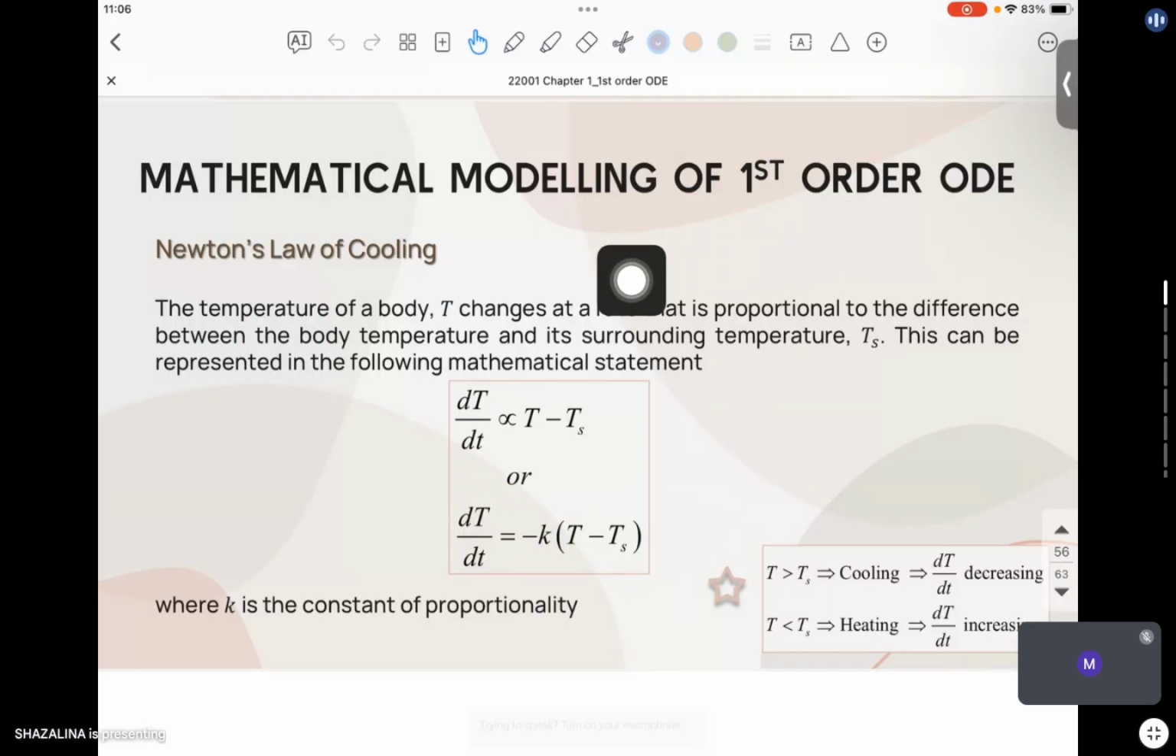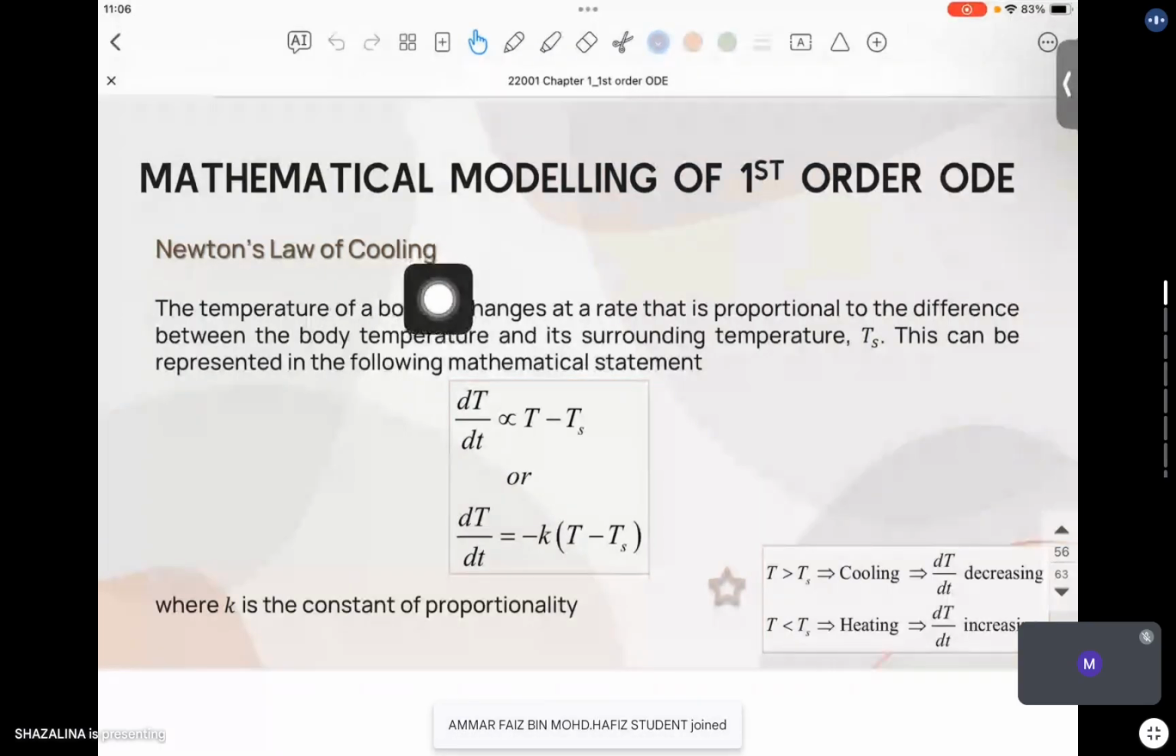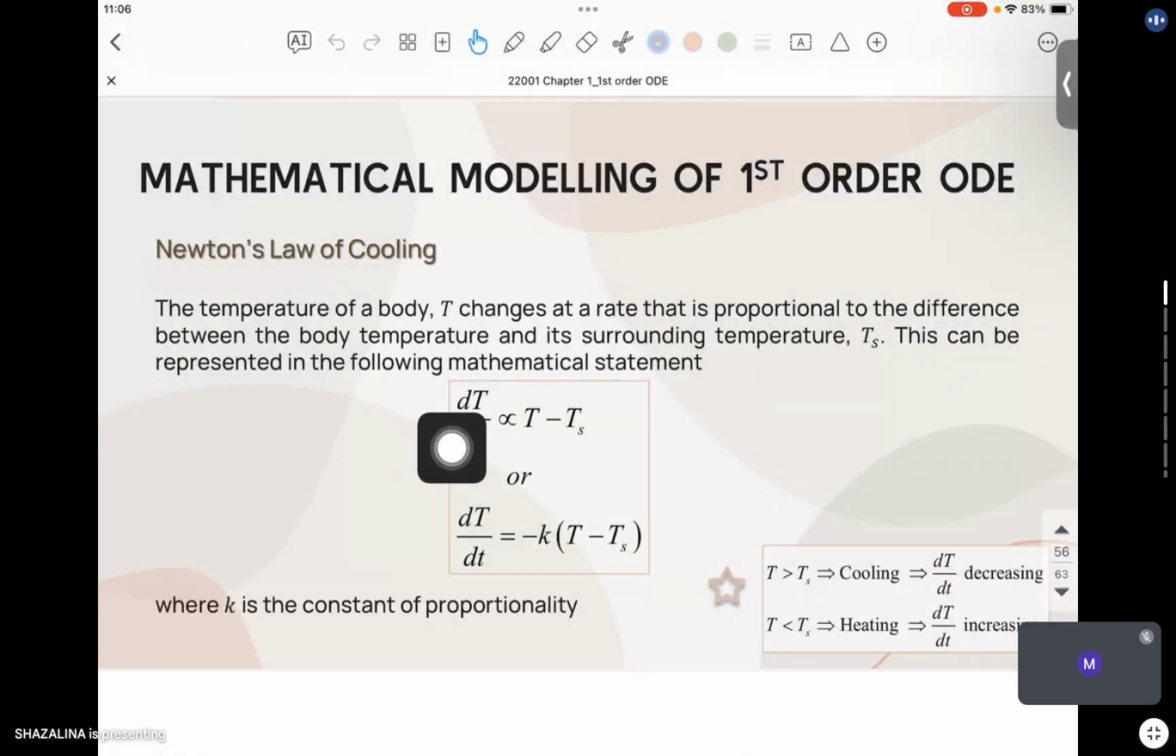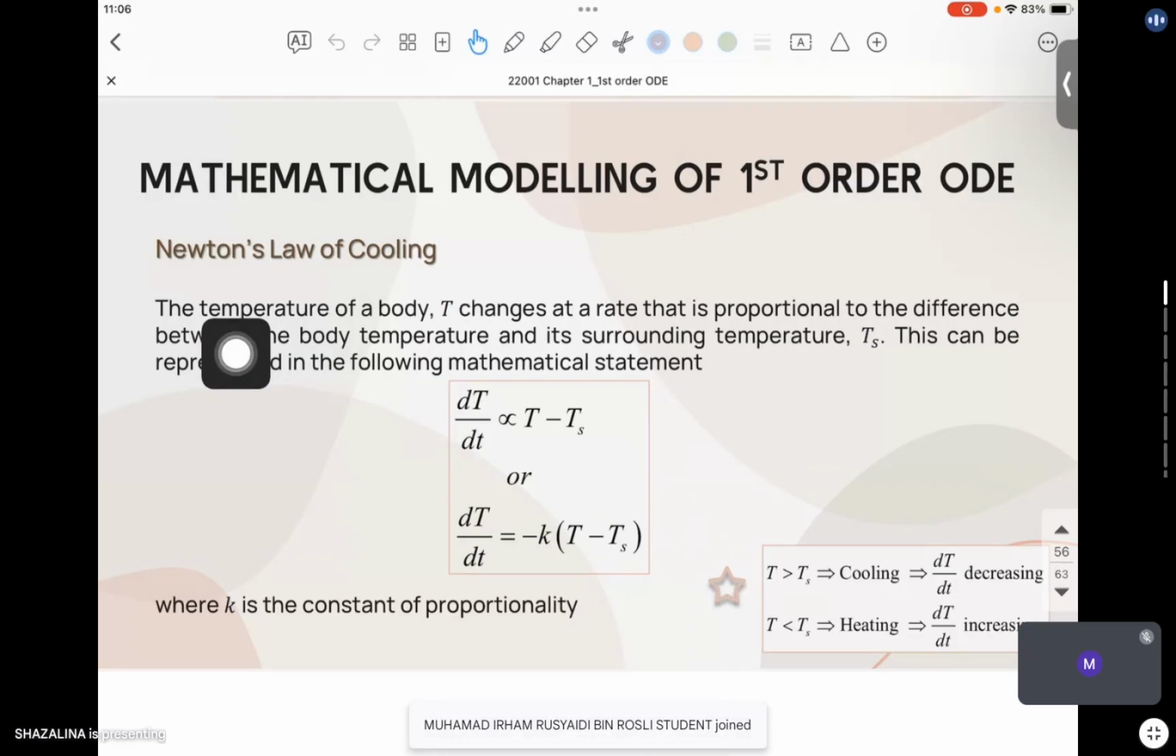Okay, on the previous semester kita choose two models which is Newton Law of Cooling and population growth. Tapi untuk semester ni only one model named as Newton Law of Cooling. Okay, Newton Law of Cooling ni apa? The law that represent the rate of change of the temperature and also the difference in between the body temperature and surrounding temperature. Okay, in detail, inilah Newton Law of Cooling said that temperature of a body tu apa?